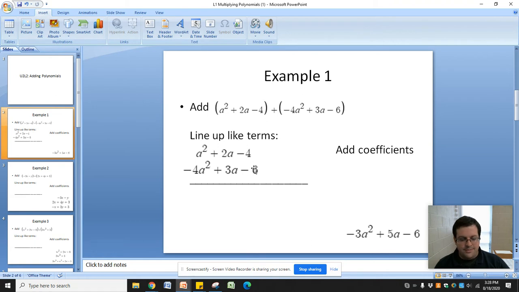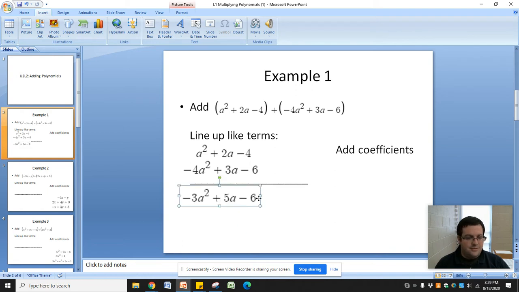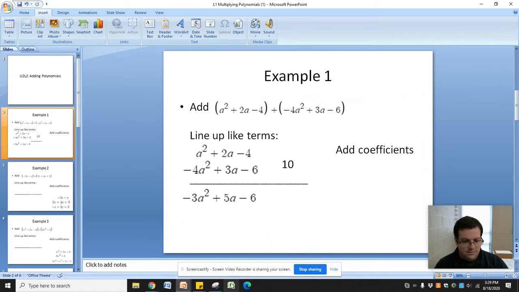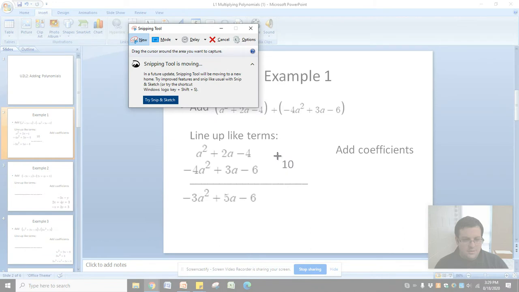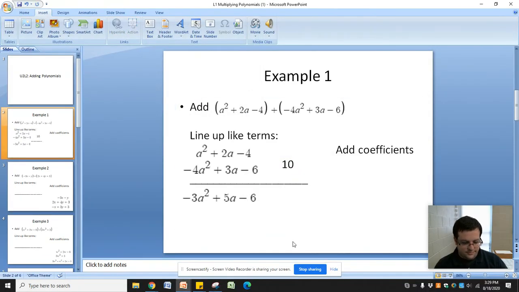And negative 4 minus 6 should end up making, not negative 6, but minus 10. So let me go ahead and fix that real quick. There should be a minus 10 right here. Apologies. Just for your notes. Fixed. Easy. Nothing too bad at all.